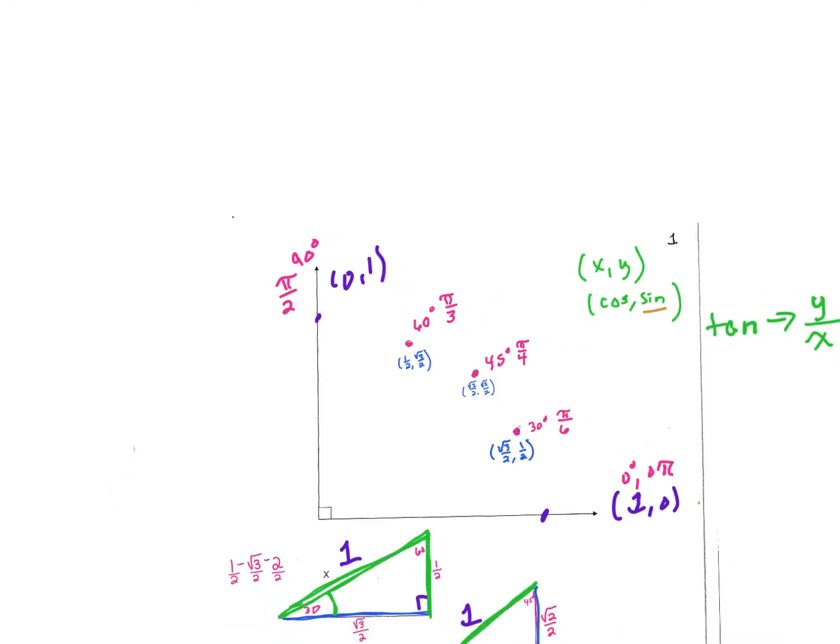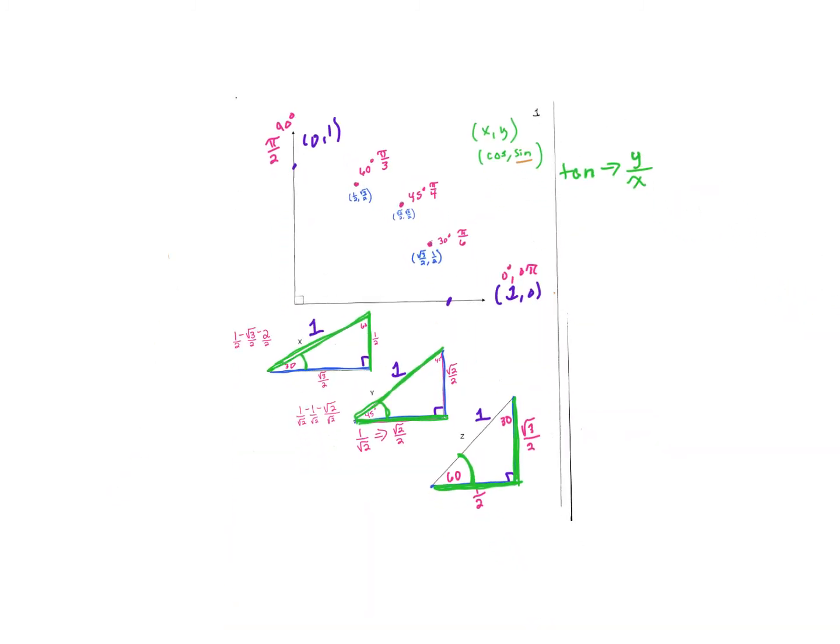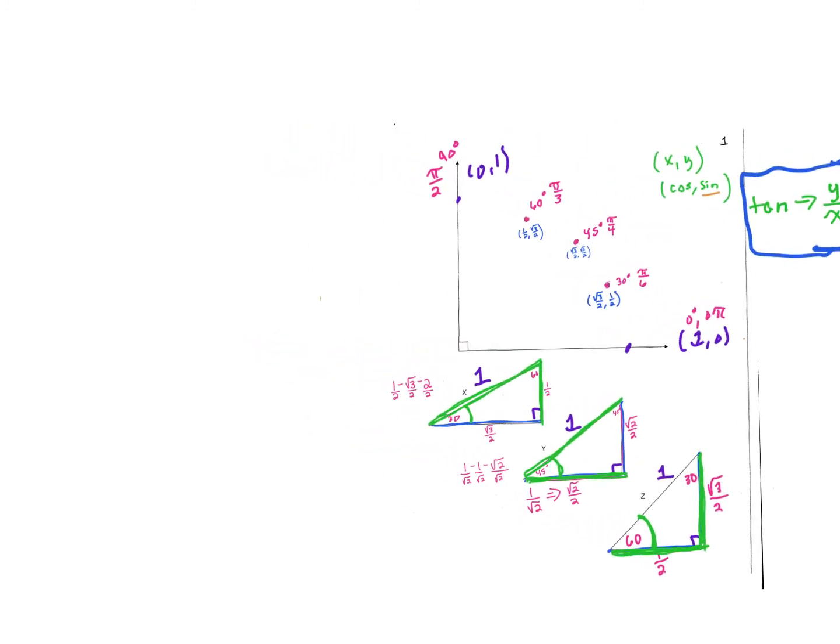Okay. So we decided that to find our tangent ratio, we have to do y over x. So I want you to think about and notice what happens with those ratios. If I ask you to find the tangent of 0 degrees, if we do y over x, that means we're doing 0 over 1, and we know that that's just equal to 0.